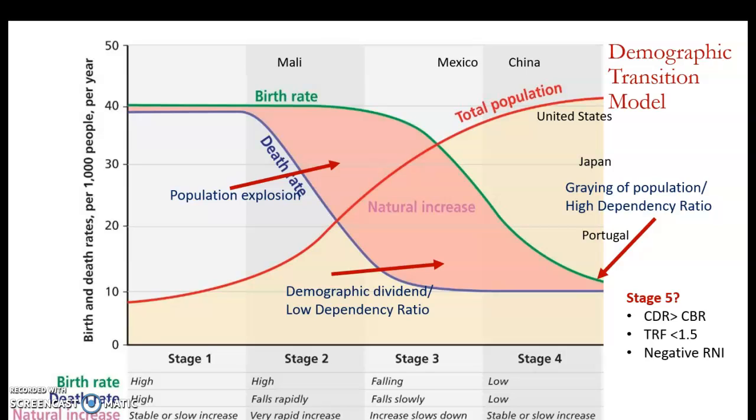A country like the United States, something that I touched on before and can't emphasize enough, the United States would enter this potential stage 5 if it wasn't for in-migration. The United States population today is stabilized by migration. Otherwise, we would be facing situations similar to what we're seeing in Japan and Portugal.